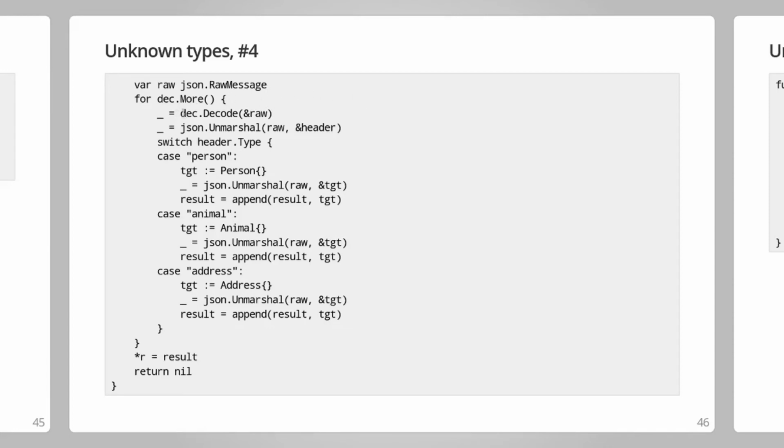So I start by decoding the next symbol from the decoder, the tokenizer, into this raw value. Then I decode that raw value into the header. Once I've done that, then I have my header.type that I can use to see where to unmarshal the rest. If the type is person, I unmarshal to person. If it's animal, I unmarshal to animal. If it's address, I unmarshal to address. Essentially the same as before. Now, this time, rather than assigning to a particular index of the result, I just append, since I don't know how many results I have. At the end, as before, I assign the result to the receiver and I return a nil error.